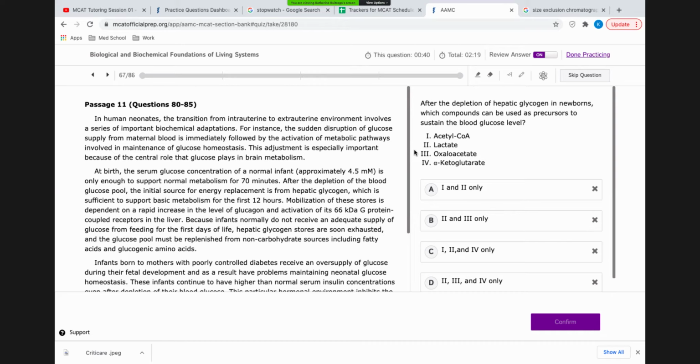Oh yeah, this. These are the things in metabolism that you have to know, I suppose. Let's see if I can do it without knowing it. After depletion of hepatic glycogen, what can be used as precursors? Okay, glycogen, so maybe gluconeogenesis, the making of glucose from some precursors. I think there are like three precursors.